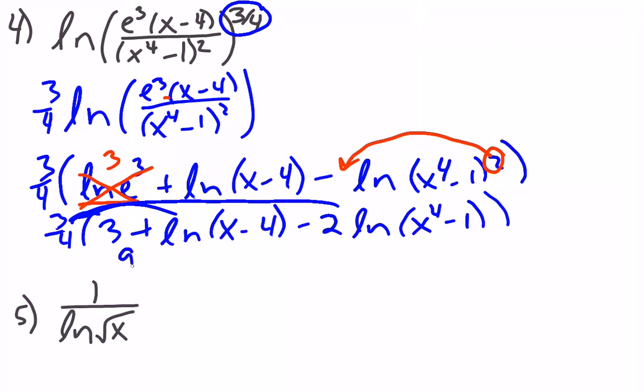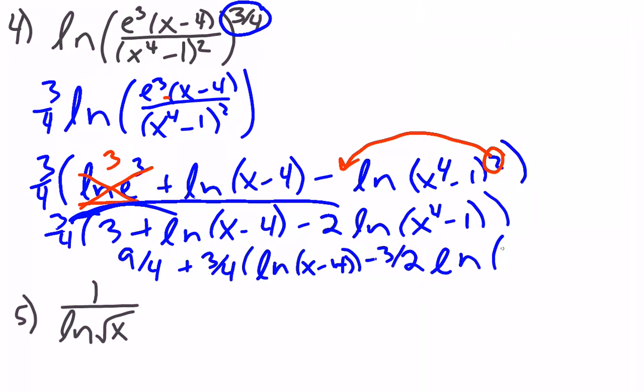So that's going to be 9 over 4 plus 3 over 4 natural log of x minus 4. That's a 4. There we go. Minus 3 over 2 natural log of x to the 4th minus 1. So as you can see, expanding really starts to take up a lot of room. But if you take it step by step, it's going to be okay.